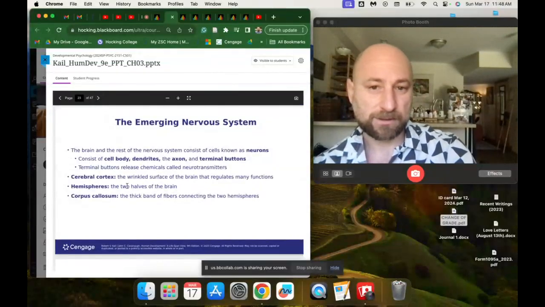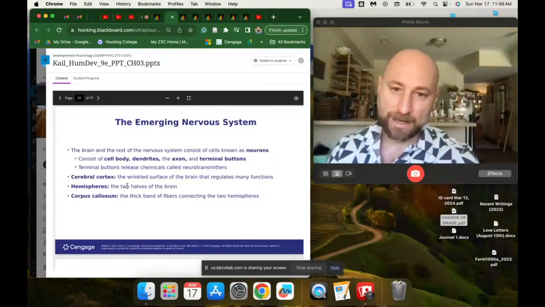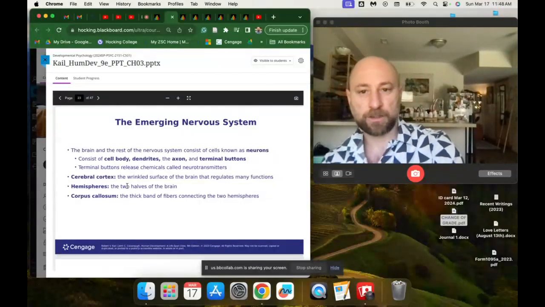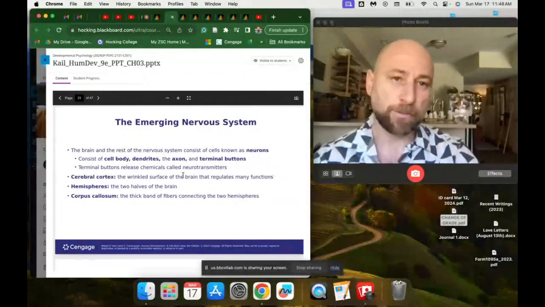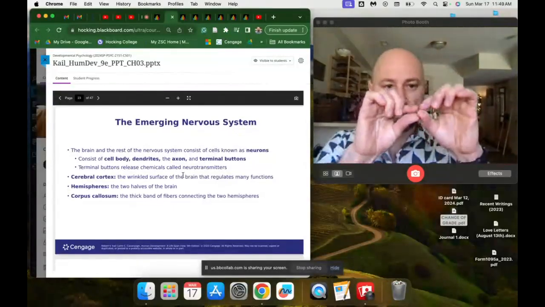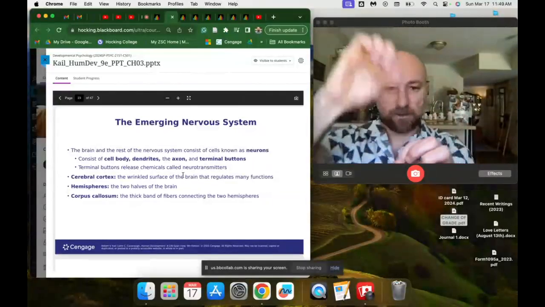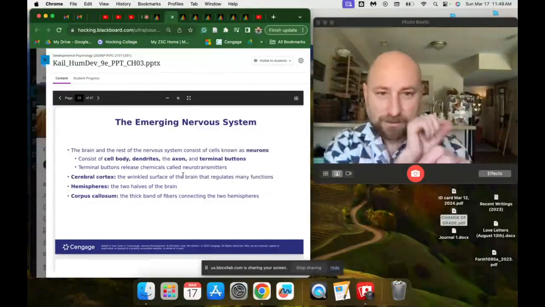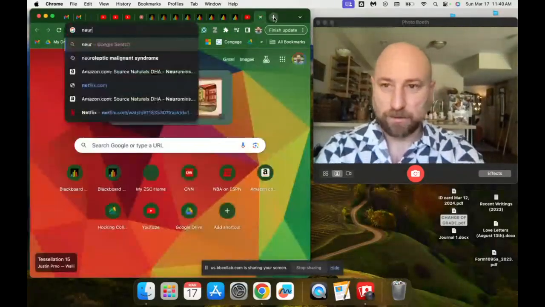So the brain and the nervous system consist of cells known as neurons, which consist of a cell body, dendrite, axon, and terminal buttons. Terminal buttons release chemicals called neurotransmitters. So hopefully you all remember this from your introduction to psychology class. You've got your neuron, it's your cell, and it's got a long little tail, and that's how it sends signals, and it's got other thingies. Let's just pull up a picture of that.